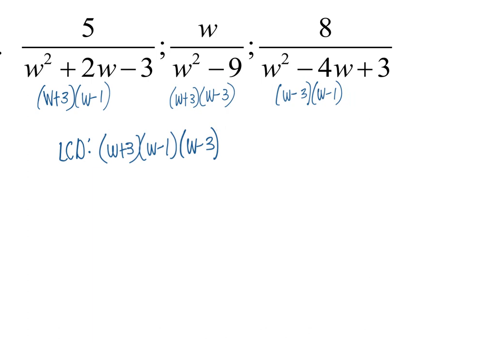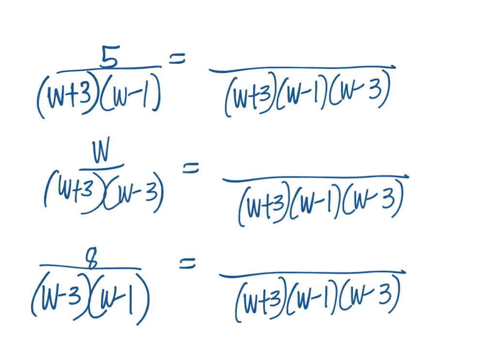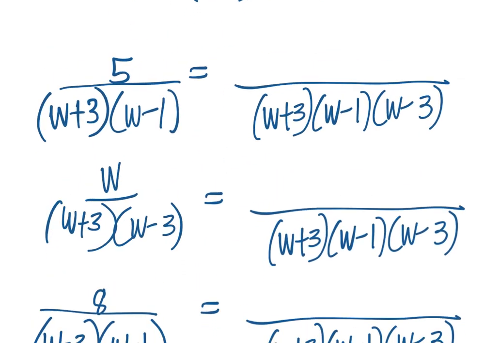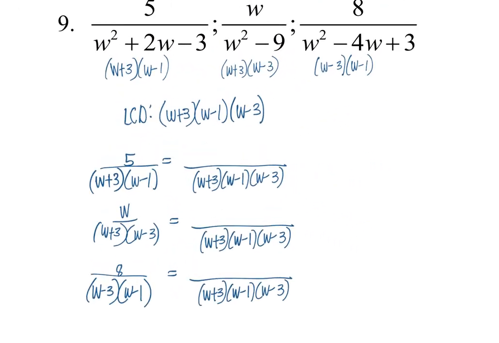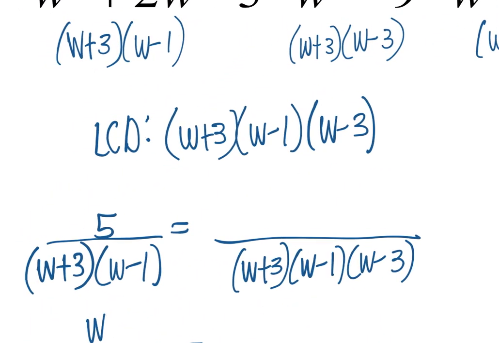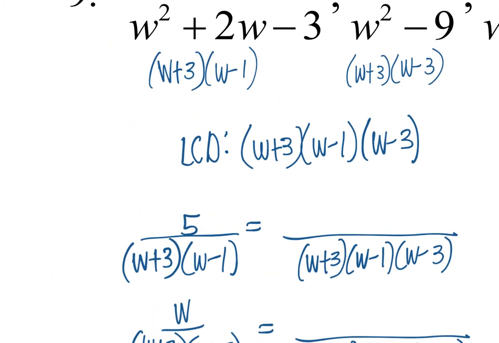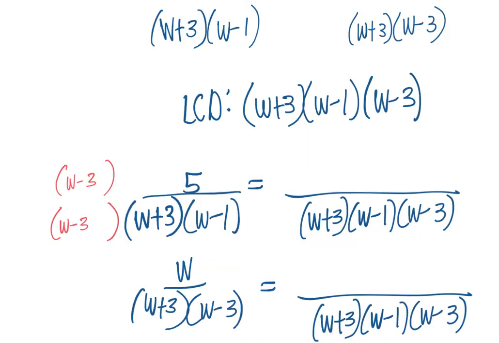So now to make our equivalent expressions. We had 3 expressions this time, and I just wrote their factored forms for the denominators. So now, how do I make this denominator, w plus 3, w minus 1, look like the denominator over here? Well, it's missing a w minus 3. So what you do to the bottom, you must do to the top, and we end up with 5 times w minus 3.